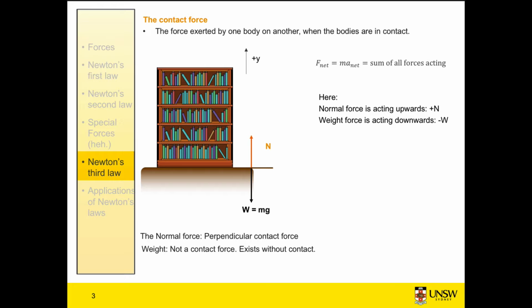We know also that our bookshelf is not moving, so the net acceleration of the system is 0. So that means we get the following equations. Our net force is equal to 0, which is equal to N minus W. And if we rearrange that equation, we can see that the weight is equal to the normal force. Or in other words, we have equal and opposite forces acting. So we get Newton's third law by an analysis of the contact forces. And that also gives us another way of looking at Newton's third law, as that contact forces must come in pairs that add to 0.